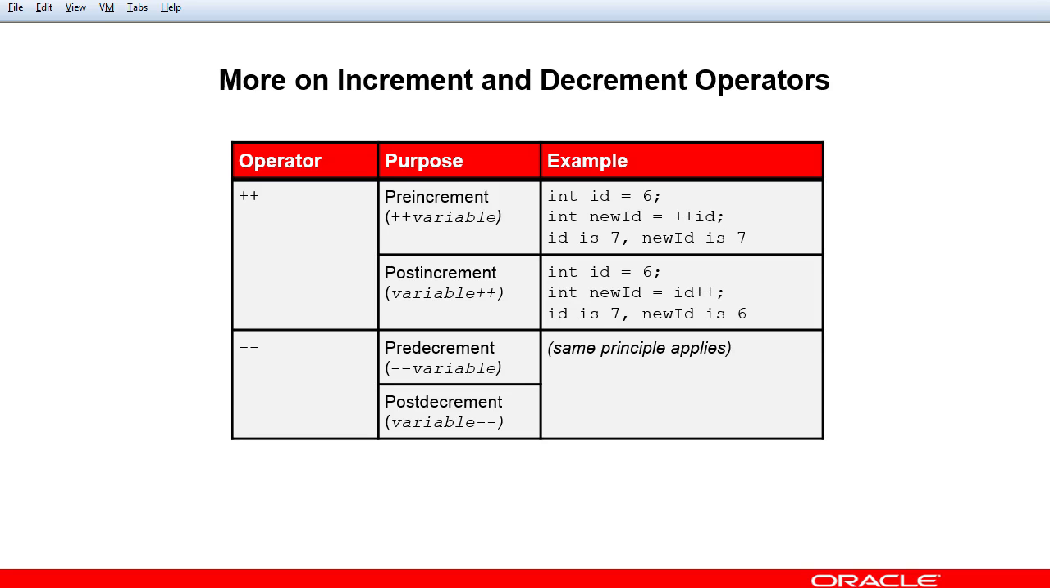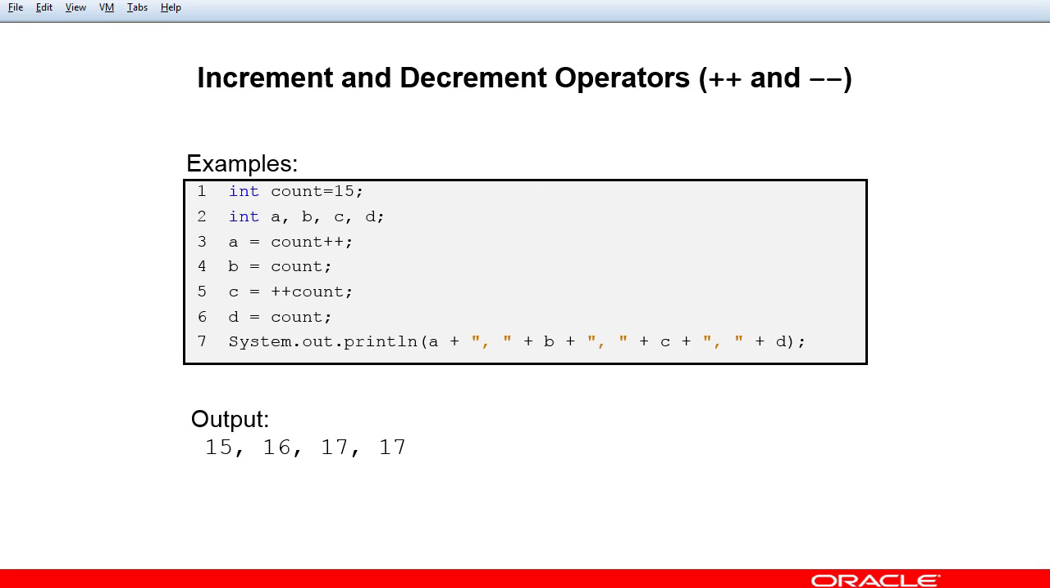These same behaviors apply to a decrement or minus minus operator in regard to its placement before or after the variable. Here's a good example of how the increment and decrement operators work. The integer count starts at 15 in line 1. In line 3, the increment operator is placed after count. So A is made equal to count, 15, before count is incremented by 1.